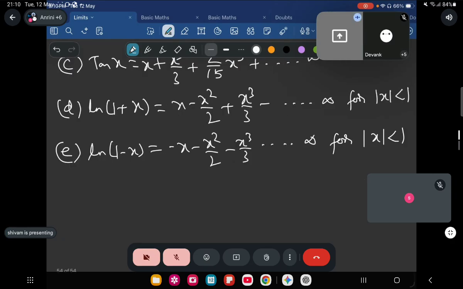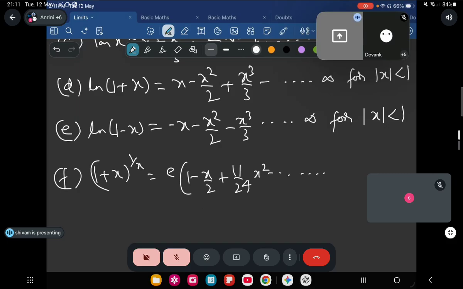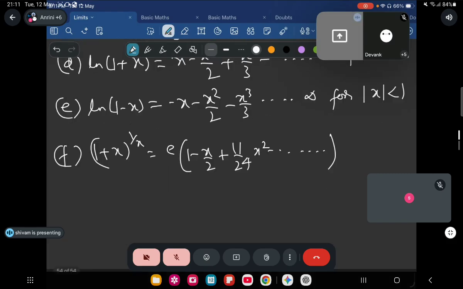Same thing. Part F, 1 plus x whole to the power 1 by x will be equal to e into 1 minus x by 2 plus 11 by 24 x square. The first three terms are very important, everyone. If you remember the first three terms, it is done. Let us see the proof of this one.